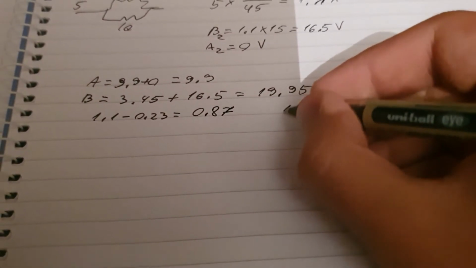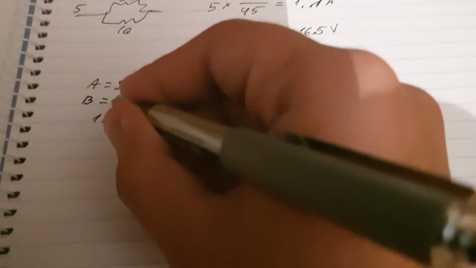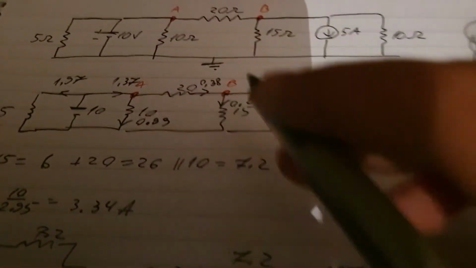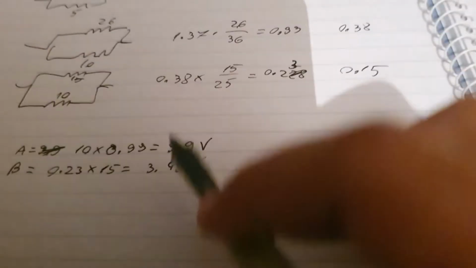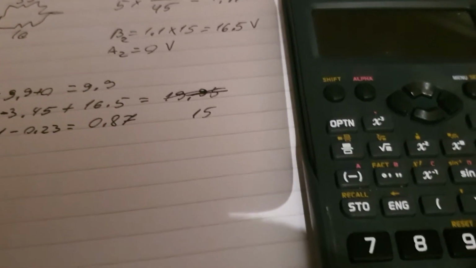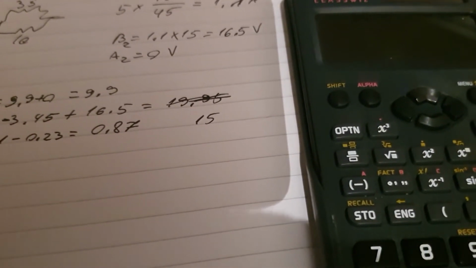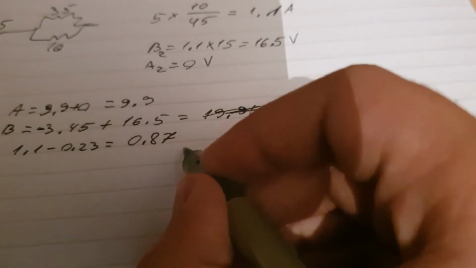Okay, and then we do 15. Oh no! Yes, because this one is negative, we choose this one to be the negative, that means the 3.45 is negative as well. Sorry about that. So that means the B value is not 19.95, it's actually 16.5 minus 3.45, 13.05. So 13.05. Okay, and this is the amps.